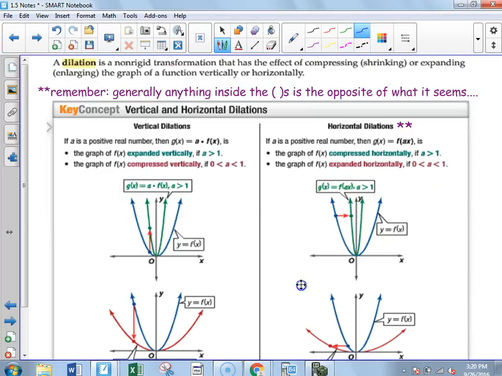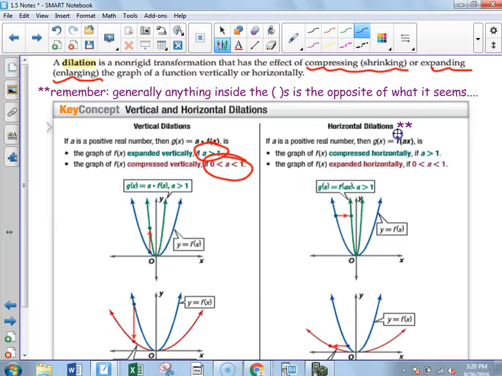All right, that brings us to dilations. A dilation is a stretch. Okay, it's compressing or shrinking or expanding or enlarging the graph vertically or horizontally. Again, if it is on the outside, it affects the y values, and it's just like it seems. A number greater than 1 will stretch, between 0 and 1 will shrink.